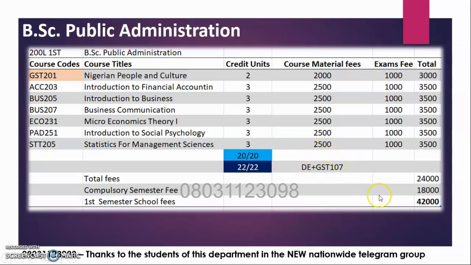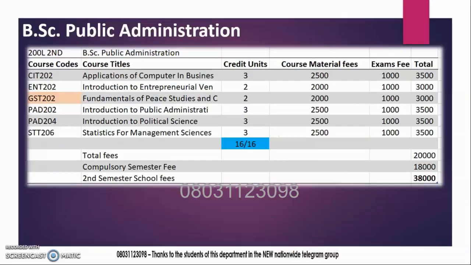And they move on. The total fee is 42,000 for those who started from 100 level. Direct entry students will have to add 3,000 to this to cover the cost for GST 107, making it 45,000 for them.